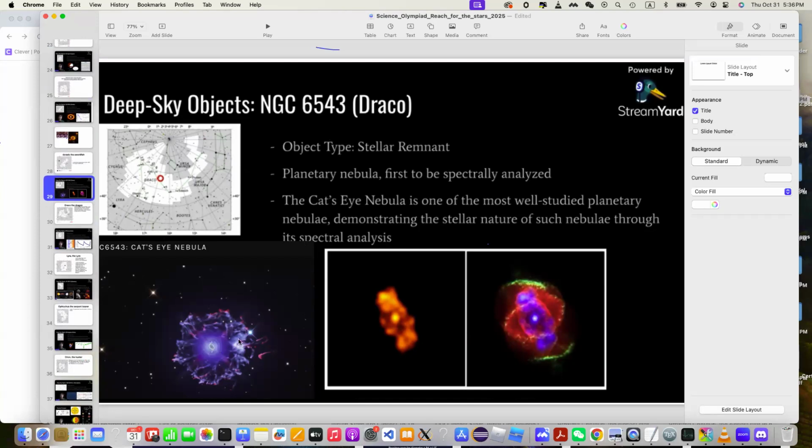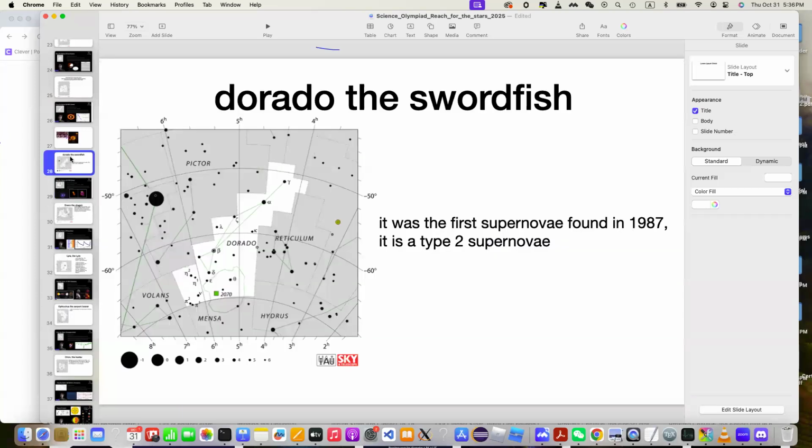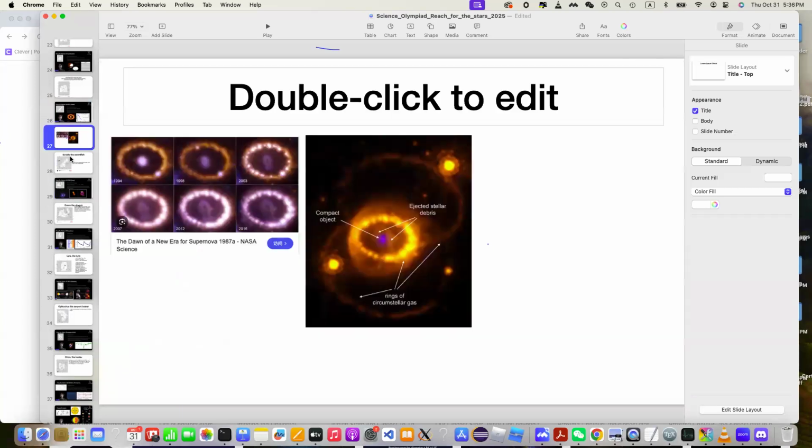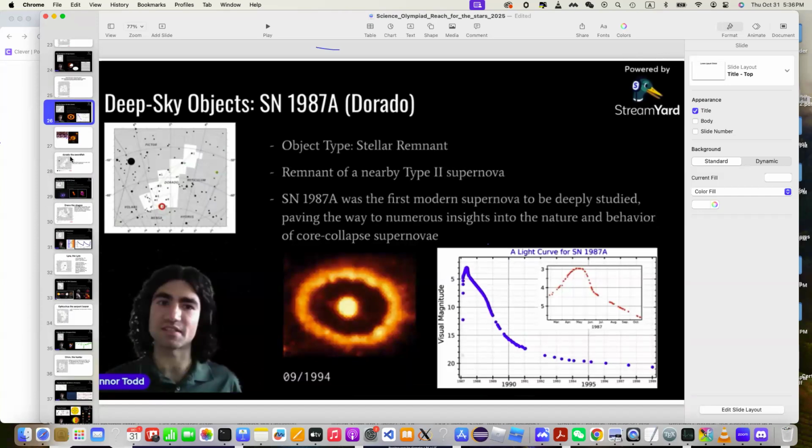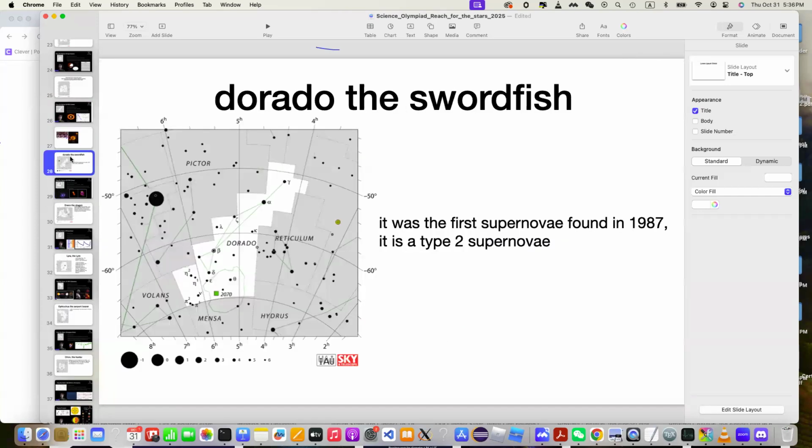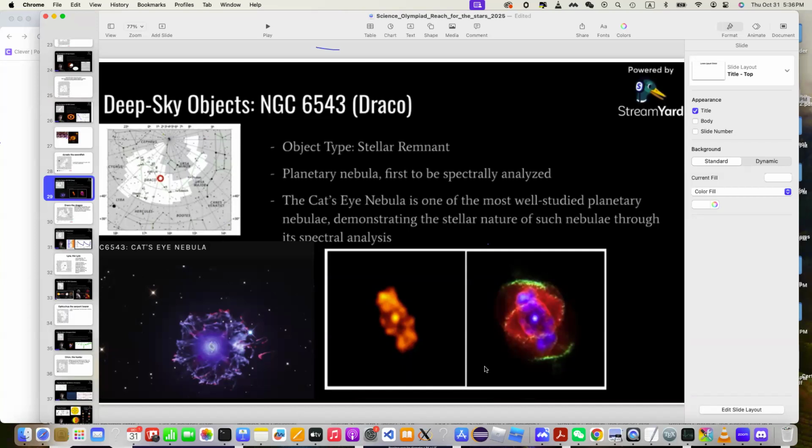So you look at the, oh, this is the cat eye. Sorry. The previous one is not a cat eye. That is supernova 1987A. That is not a cat eye. Sorry. This is a cat eye. Okay.